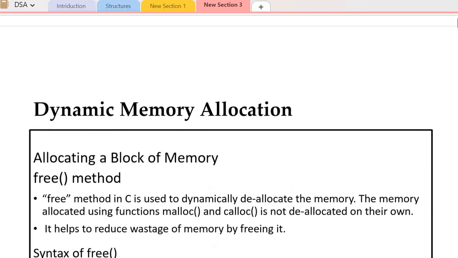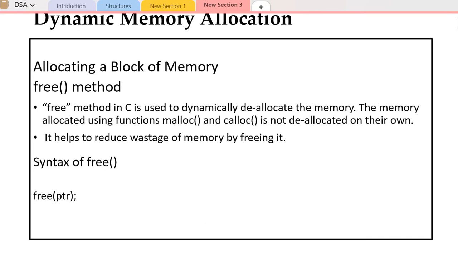And the next one is the free method. When we allocate memory, the operating system never removes it automatically. If we don't release it, the memory becomes unavailable for future programs. This is called a memory leak. So it is best practice to use free(ptr).